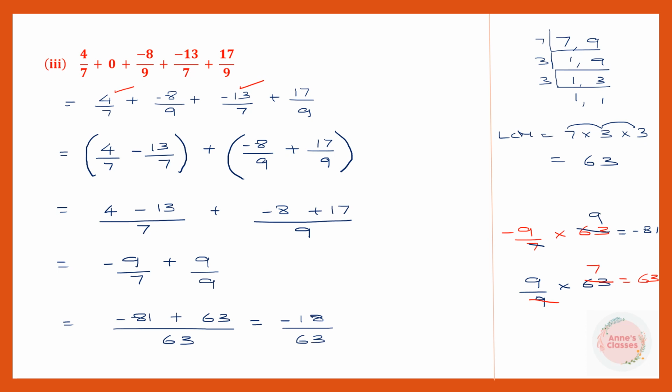Now 18 and 63, we can reduce it to the lowest term. We can use 9, we can use a 3. Let's use 9. 9 2s are 18, 9 7s are 63. So what do we have there? Minus 2 by 7. So our final answer here is minus 2 by 7.